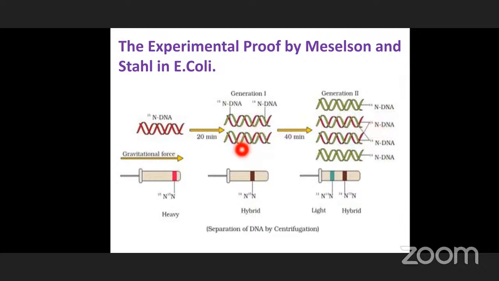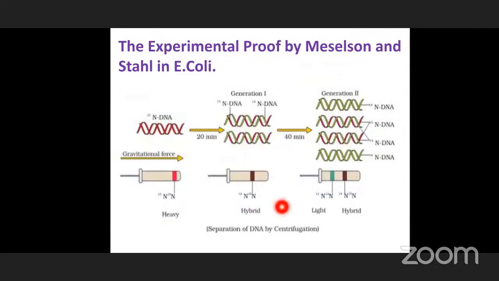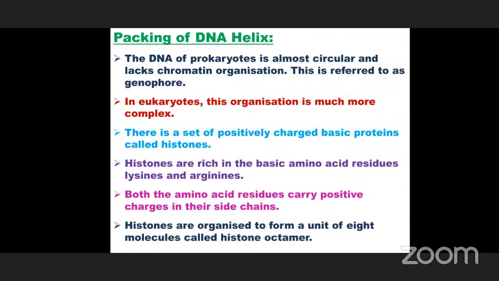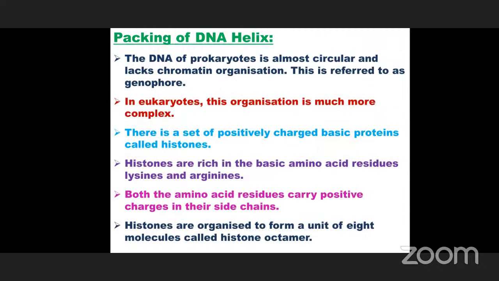This experiment clearly indicates that DNA replication takes place through the semi-conservative method, and these strands are separated by centrifugation with cesium chloride solution. Okay, it is about the experimental proof by Meselson and Stahl in E. coli bacteria. The total DNA replication process as well as the experimental proof is completed.